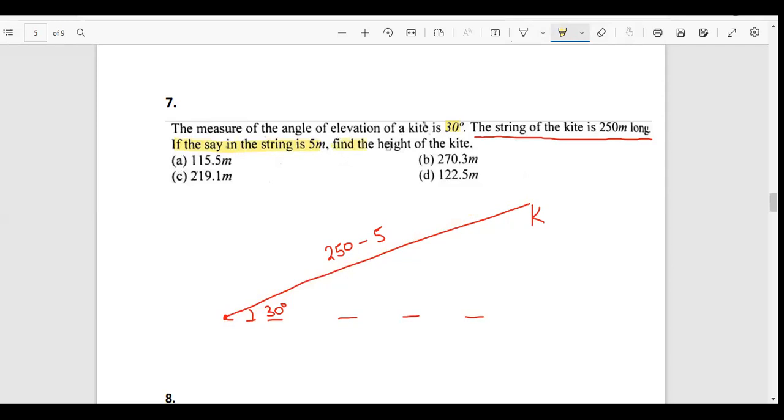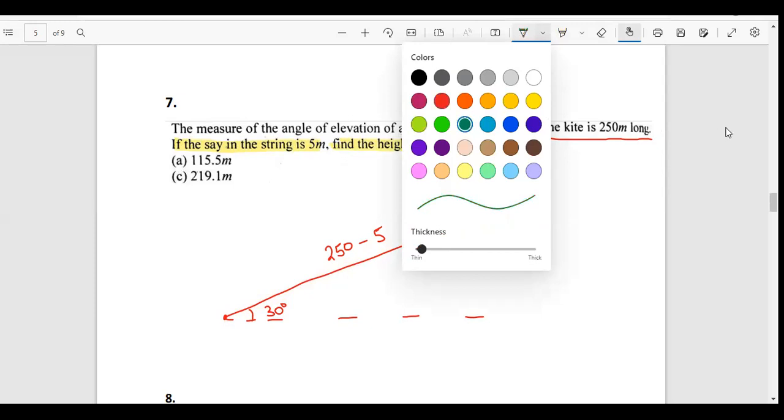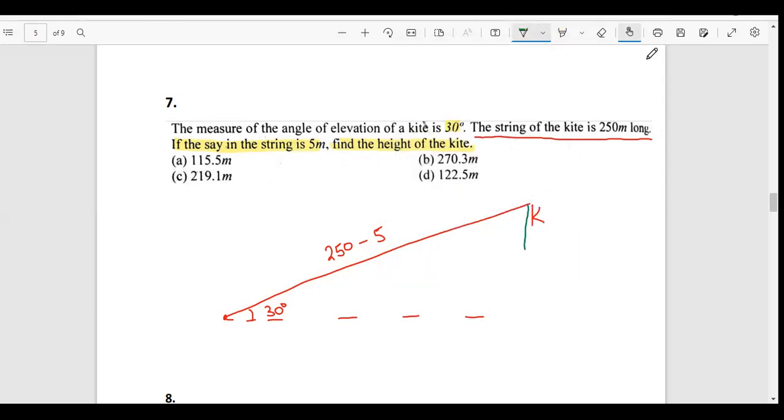Okay, you need to find the height of the kite. This is what we need to find. Height h. And this is the kite. Okay, all right, so now we know that this angle is 90 degrees. The hypotenuse side is what? It is 245. I hope you guys are good with it. If not, ask me right now. You need to find the perpendicular side.